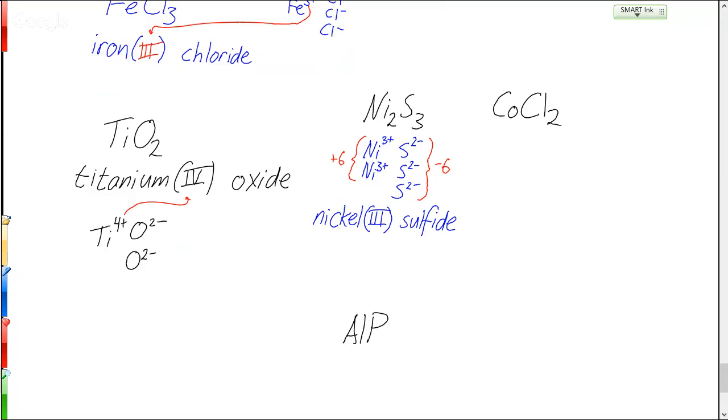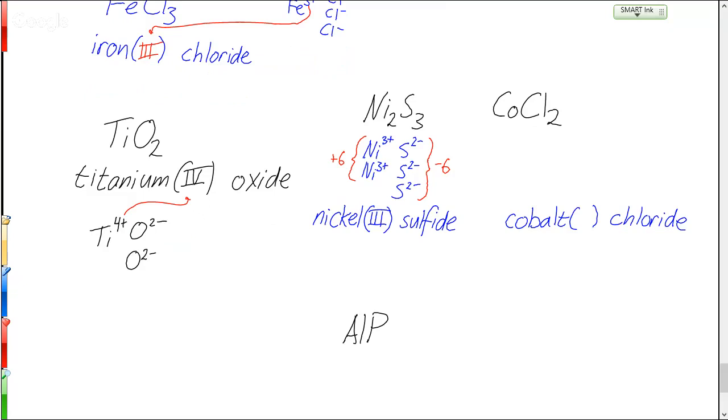CoCl2. Co is cobalt, that's number 27. So what kind of a name is that going to give us? Is this going to be fixed or variable? Variable, right? So we're going to use the Roman numerals, the parentheses. Okay. And we can go about it the same way.